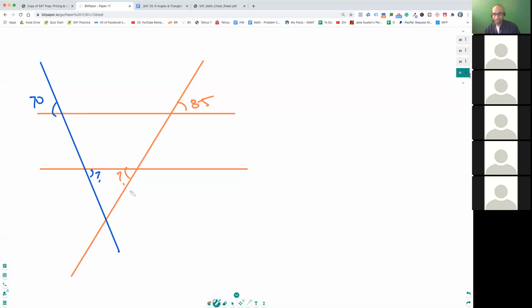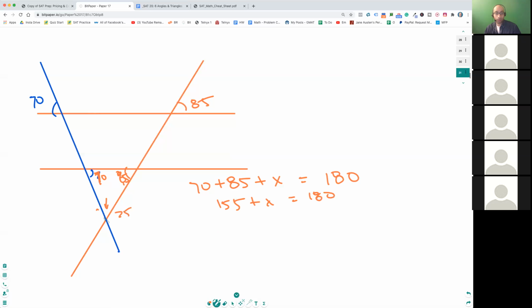It's all 85, right? Excellent. Well done. Thanks for your response. It really helps. Now with 70 and 85, you're asked what is this angle? So 70 plus 85 plus x is equal to 180. If you add these two, you get 155 plus x is equal to 180, and so x is equal to 25.